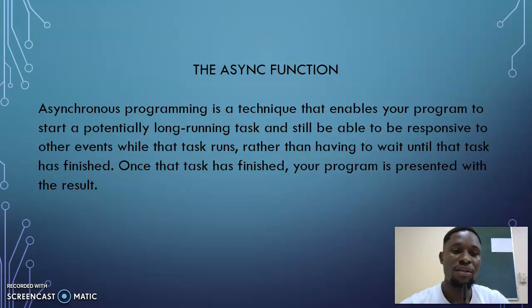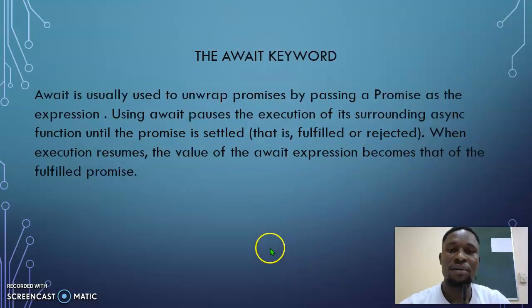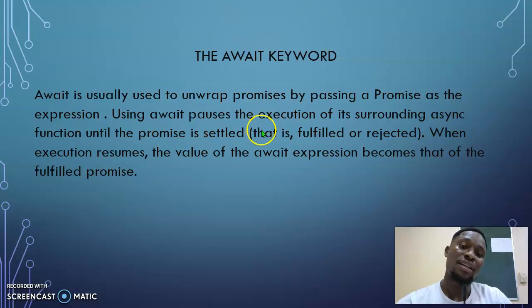I'll also be working with the await keyword. The await keyword is usually used to unwrap promises by passing a promise as the expression. Using await pauses the execution of its surrounding asynchronous function until the promise is settled, that is, fulfilled or rejected, depending on the response that we're going to get.